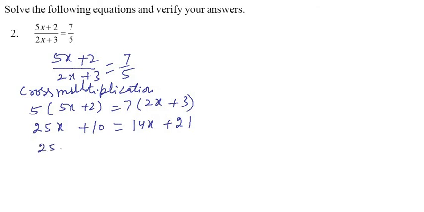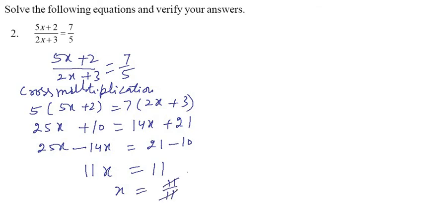Now 25 of x, this 14x is transferred to the left hand side, it becomes minus 14 of x, is equal to 21, and 10 is transferred to the right hand side, it becomes negative, so minus 10. So 25 minus 14, 5 minus 4 is 1 and 2 minus 1 is 1. So 11 of x, and here it becomes 11 only. So x will be equal to 11 upon 11, so x will be equal to 1, and that is your answer. Now do the verification. How can we verify?